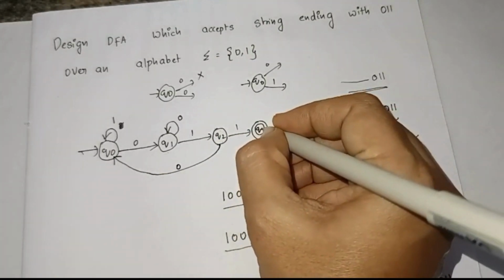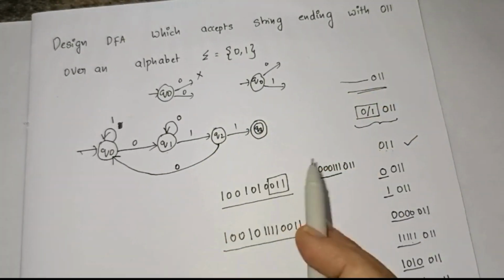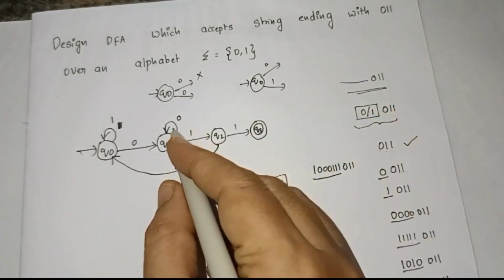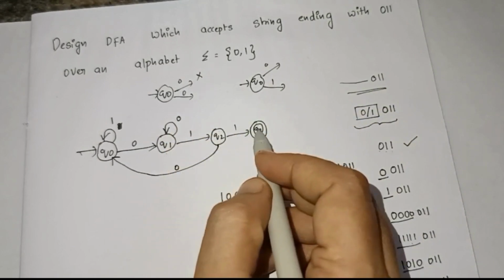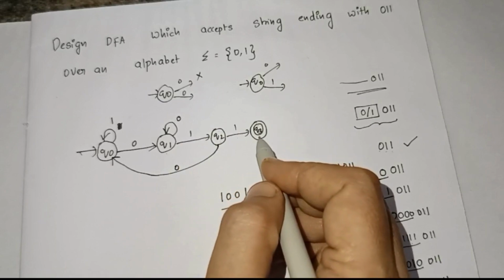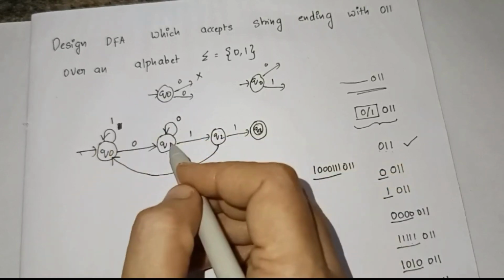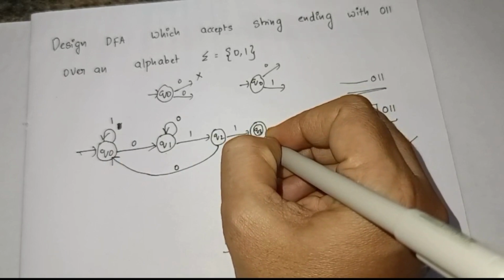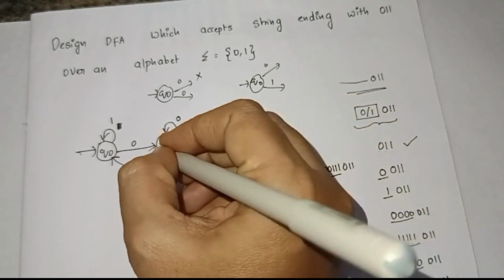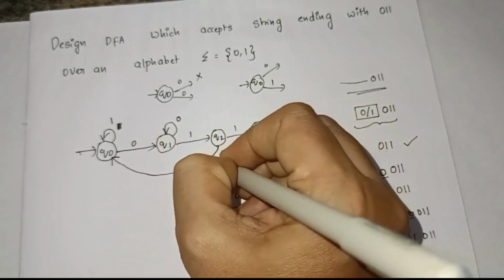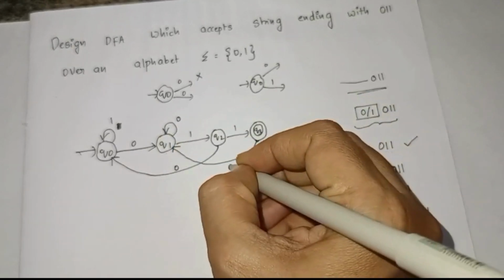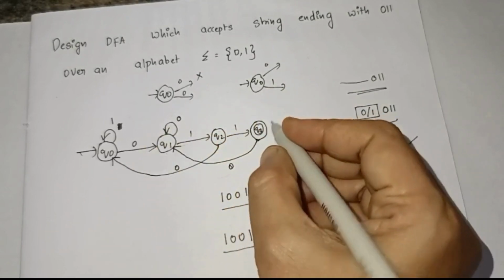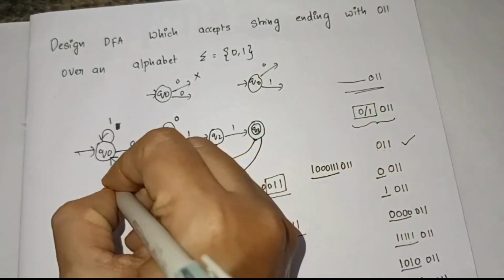Next, Q2 on 0 and 1, we made the transitions. Now check Q3. Q3 shouldn't end up with 0 or 1 because it should end with only 0 1 1. So we can't make a self loop on any other state. So Q3 with 0 and 1 should move back to some other state. With 0, we can make a transition to Q1, 0 1 1. Whatever we do, 0 1 1, 0 1 1, finally it will end up with 0 1 1. With 1's transition, we have to go to Q0 only.